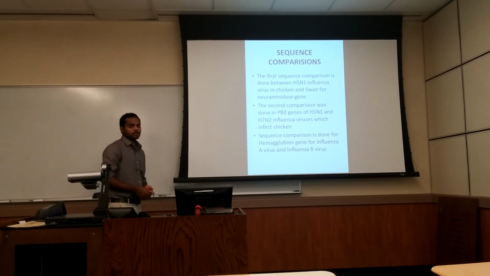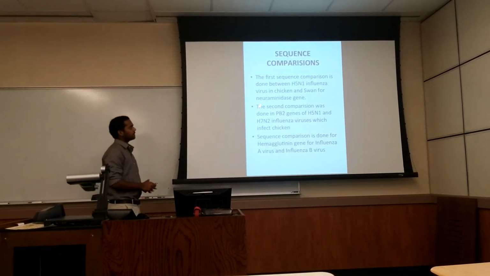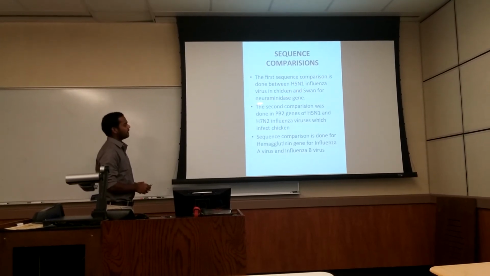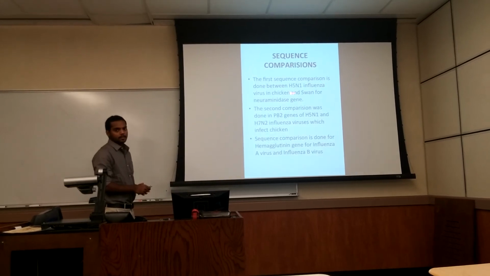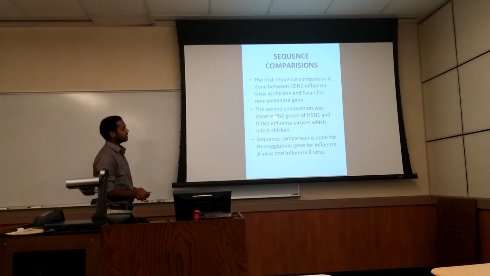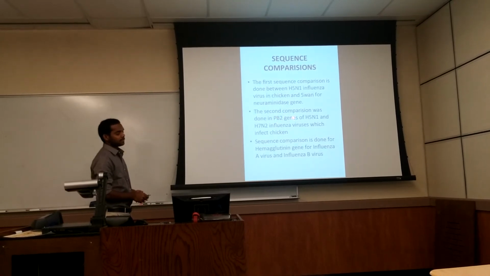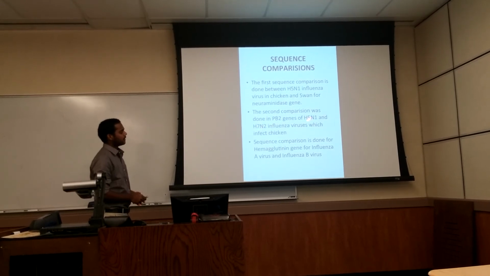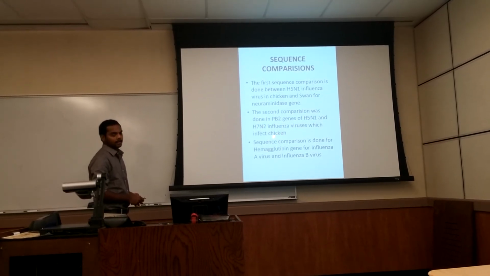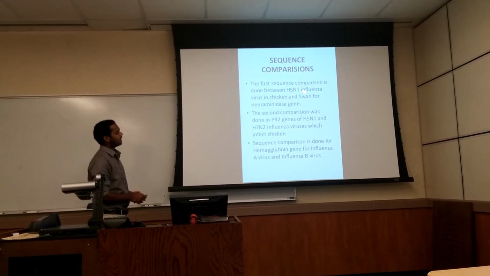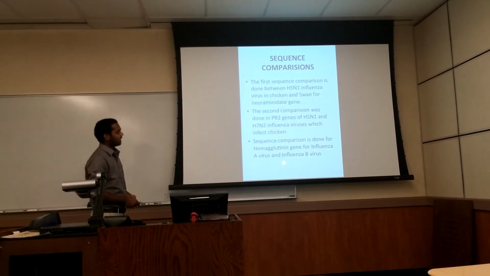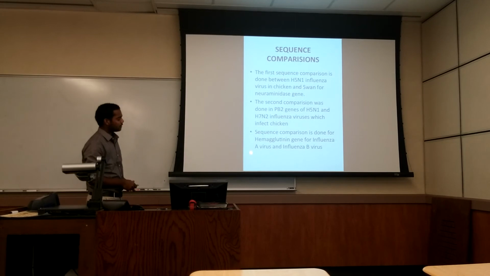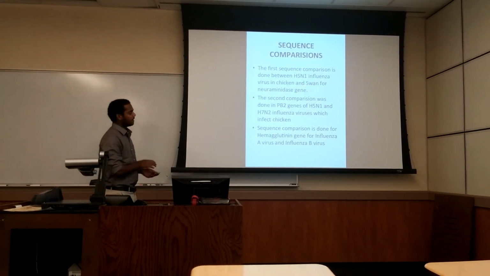So in this project we did 3 comparisons. First is we took H5N1 influenza virus, we infect chicken and swan, same virus, and we observed the neuraminidase gene in that. And the second comparison is done in polymerase basic protein 2 genes of H5N1 and H7N2. So here we are observing two different subtypes on the same bird, chicken. Here we have two different birds, chicken and swan, but we are applying the same virus. And in the third comparison, we took the hemagglutinin gene for influenza A virus and B virus. So we are taking two different viruses now, A virus and B virus.